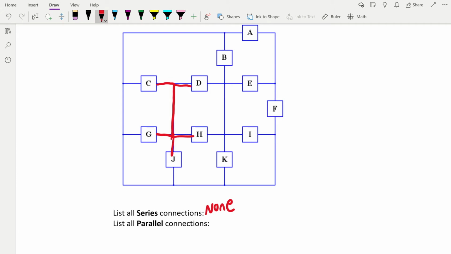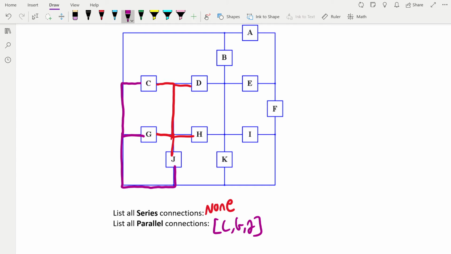Now I know D and H aren't going to be in parallel because I see that B and K are blocking any other path to get to D and H. But then I see C, G, and J. Those all reach each other. And then I have to ask myself, well, can they reach each other another way? The answer is yes, right? They reach each other on this opposite end without crossing any of the elements. So I can say that C, G, and J are one parallel connection.